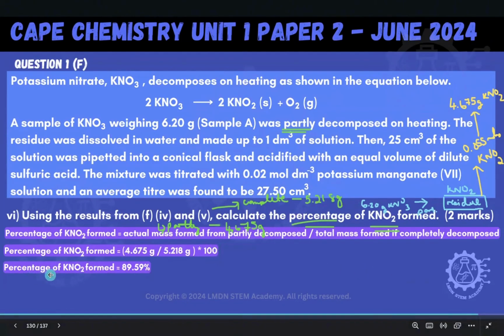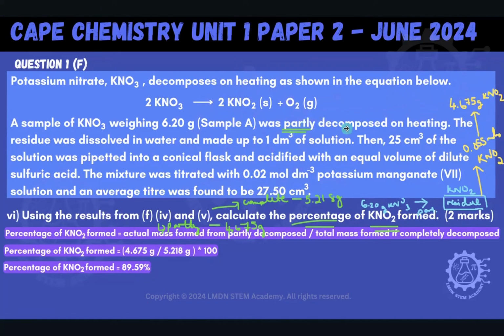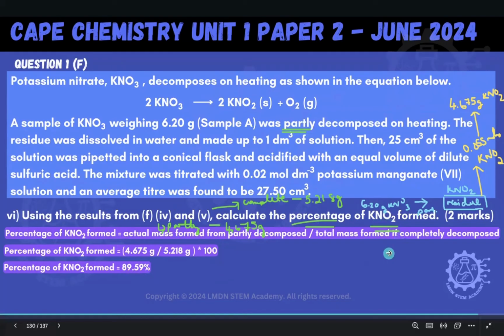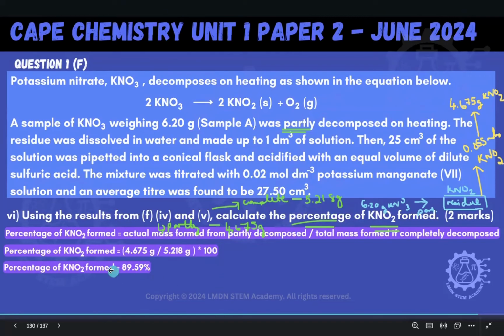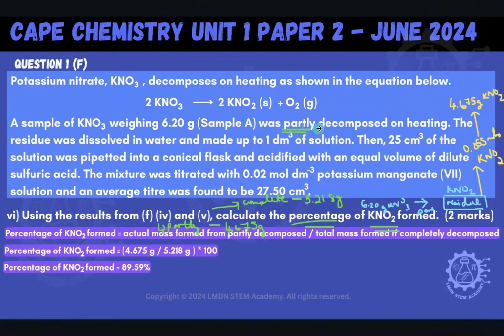And so we get the percentage of KNO2 formed is then equal to 89.59%, right? So that partly decomposed only got us 90% of the KNO2 being formed, okay? So that's what that means. What percentage of KNO2 was formed? And of all that we could have gotten, we only got 90% because it was a partial decomposition. Okay? So let's go ahead now.